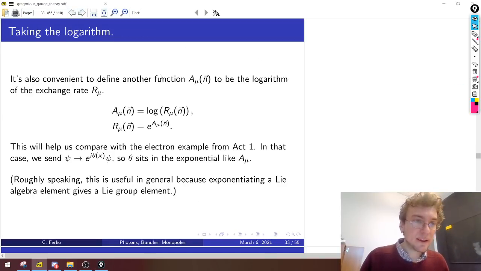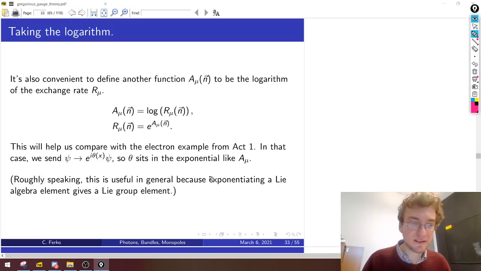Now, it ends up being useful, as I was saying before, because we're going to have a lot of products and quotients, and we know that logarithms are nice because they let us turn products into sums. So I'm going to define another function a sub mu, which is just the logarithm of the exchange rate. So this function I told you about before, r sub mu, just take its log, and that's going to be our a sub mu. Or written the other way, r sub mu is the exponential of a sub mu. You could ask, why would you do this? This seems unmotivated. It kind of is, but it will help us compare with the electron example, because in that case we were rotating by some function which sits in an exponential. So to compare, it will be useful to have another function which is sitting inside an exponential. That's one way to motivate it.